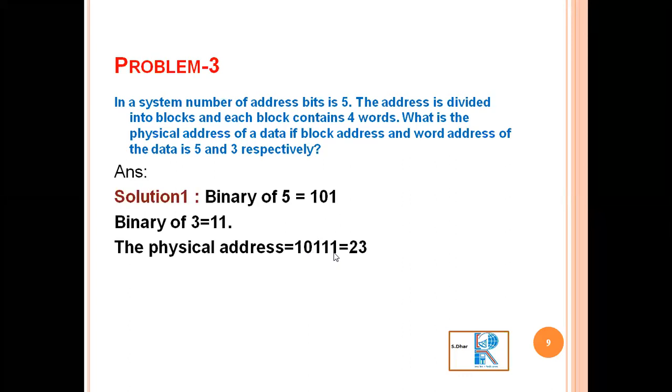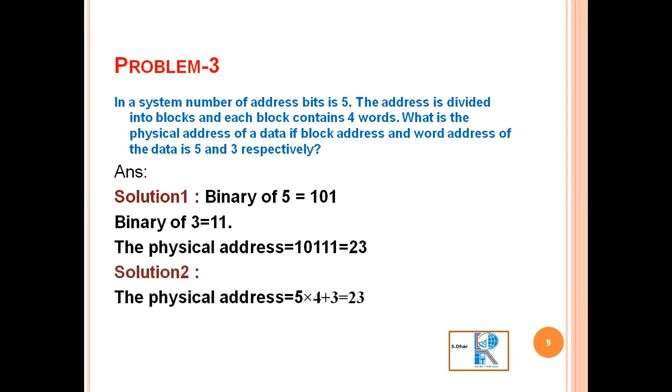1, 2, 3, 4, 5. In the question, the number of bits given is 5, so it is okay. If I convert this number to decimal, that is 23. So the address whose block address and word address are 5 and 3 respectively will have a physical address 23 in the main memory or RAM. This is solution 1.